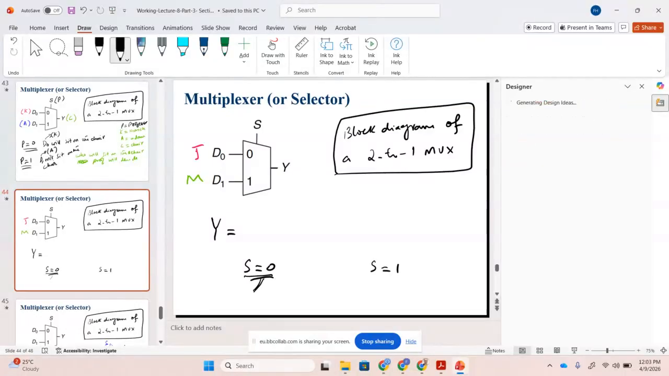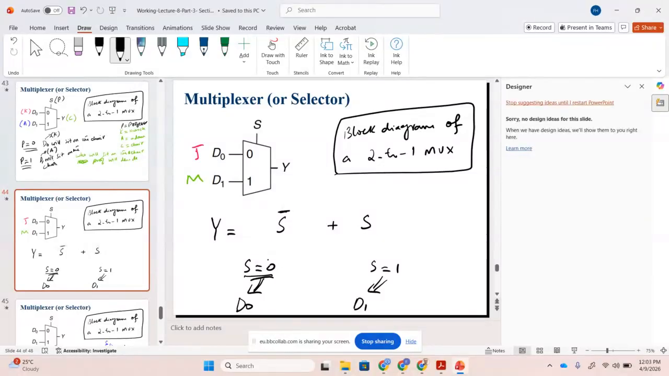If S is equal to 0, who will sit, D0 or D1? Help me. S is equal to 0. Junaid will sit, D0. Yeah, D0. And if S is equal to 1, then D1. So we can write S here and plus and S here. If S is equal to 0, we have a bar here. Got it? Since we have a bar here, because S is equal to 0, then D0 will sit. And if S is equal to 1, there is no bar, and then D1 will sit. So this is the expression for a multiplexer.